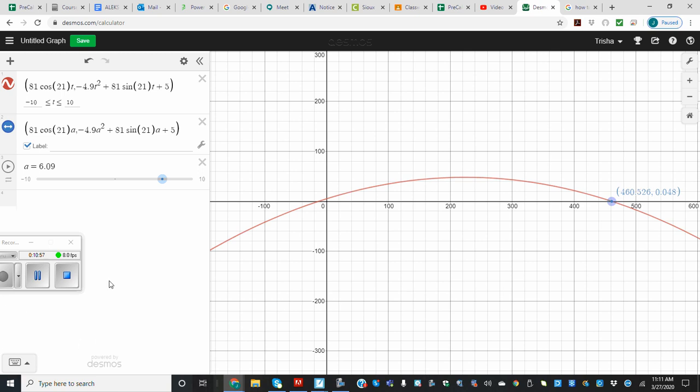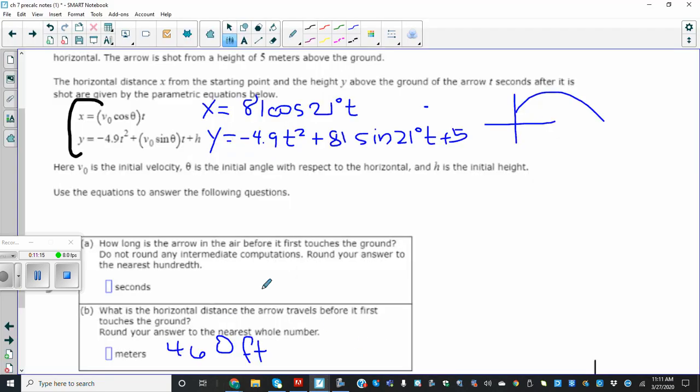Perfect. Now the other question was the time. How long was the arrow in the air? This is your A. Remember, A replaced T, and T is for time. So this number over here, 6.09, that is your time. That'll actually answer our first question, 6.09. How long is the arrow in the air? And that would be seconds.